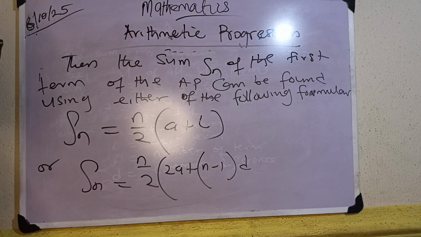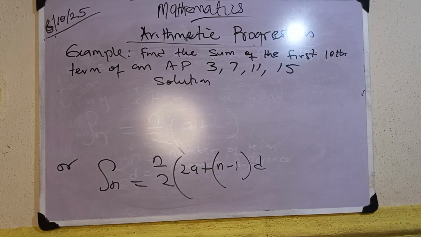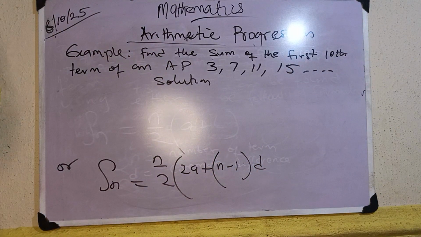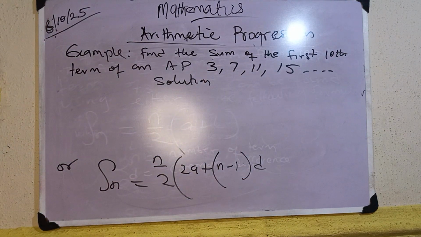We're going to look at a working example. Let me write on the board. This is the question. Find the sum of the first 10 terms of an AP with the series 3, 7, 11, and 15 to infinity. The first 10th term, which means this is just 1, 2, 3, 4. We're going to find the sum of the first 10 terms.